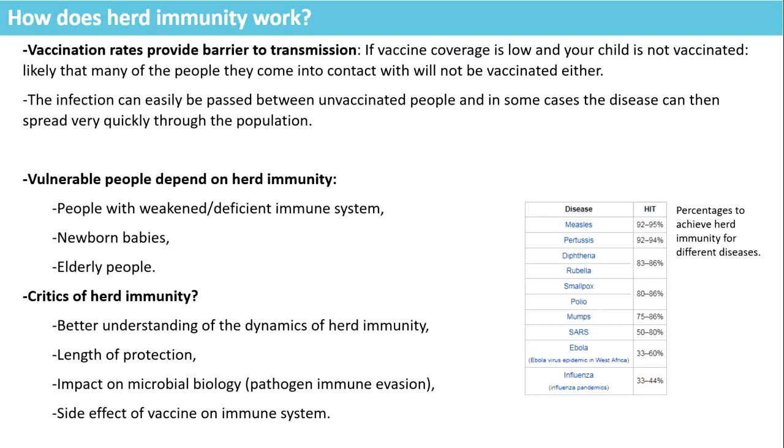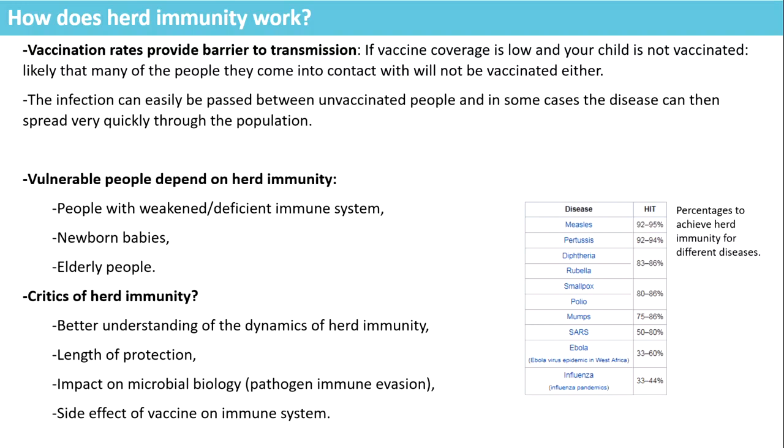Again, it's really important to remember that vulnerable people depend on herd immunity. So these are people with a weakened or deficient immune system, elderly individuals, as well as newborn babies, because remember when you're a newborn, it takes a little bit of a while for your immune system to kick in once your maternal antibodies have waned.